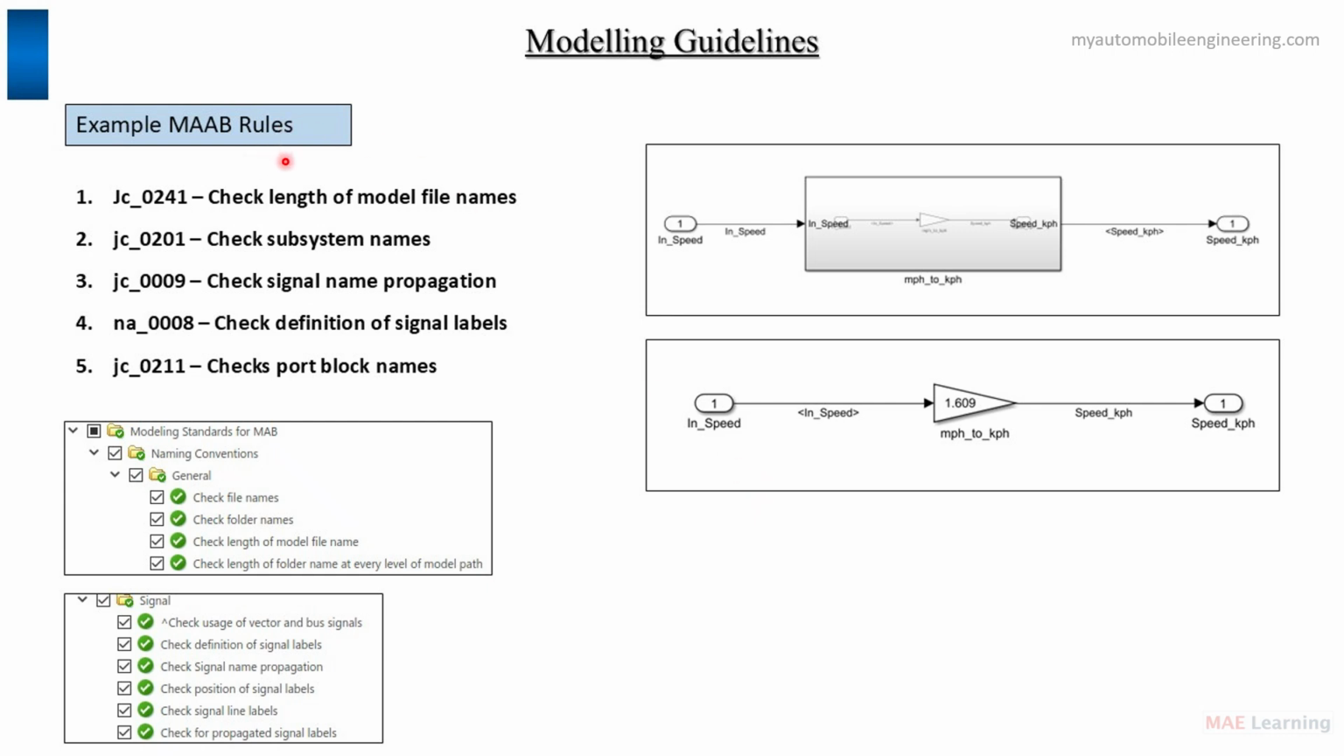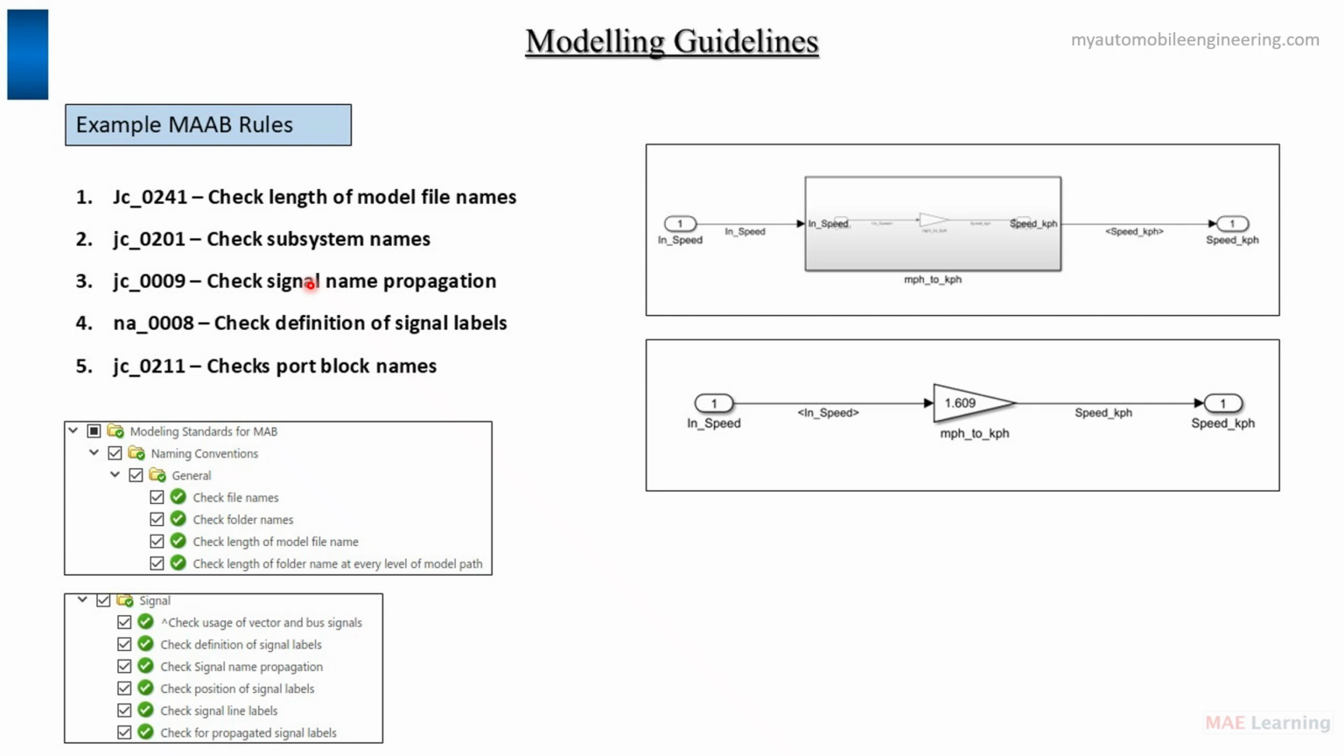The first one is JC0241, which checks the length of the model file names. Similarly JC0201 makes sure signals have proper names as they move through the model. If a wire carries speed data, the signal should be named speed, all the way till the output. Next is NA002, which is related to defining all the signal labels clearly, so they show what information they carry.